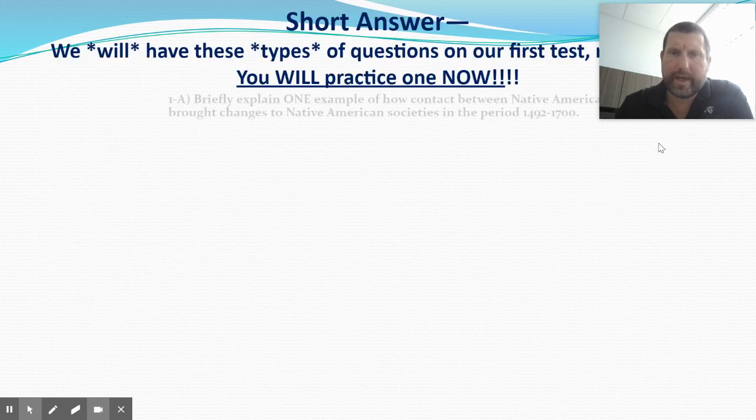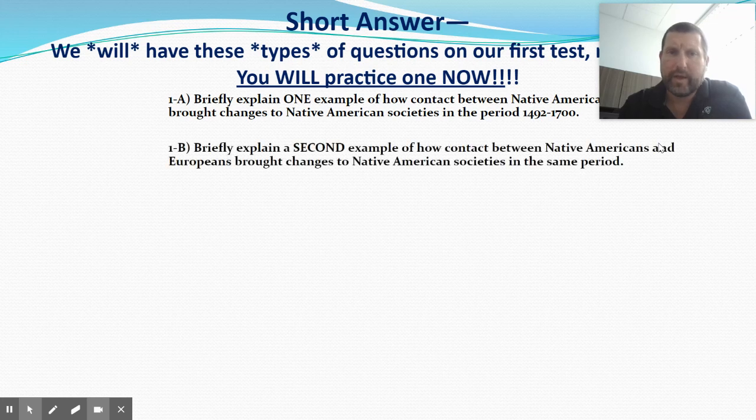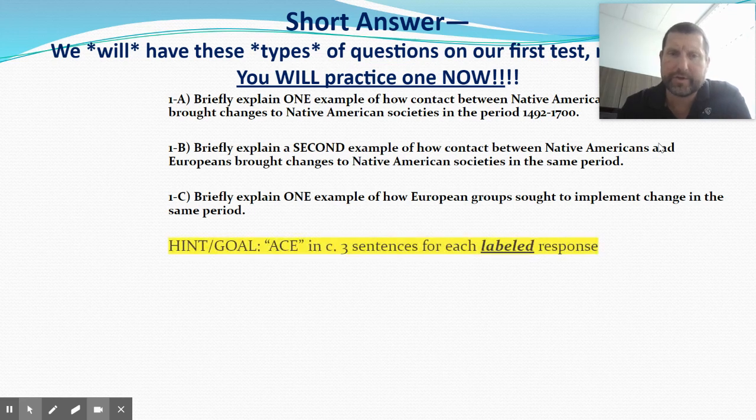I'm going to show you again your question: briefly explain one example of how contact between Native Americans and Europeans brought changes to Native American societies in the period 1492. Same thing, a second example for part B. And a third example, how Europeans sought to implement change. All right, so that's what you're going to do. 3 sentences labeled ABC: attack, attack, attack, cite, cite, cite, explain, explain, explain.